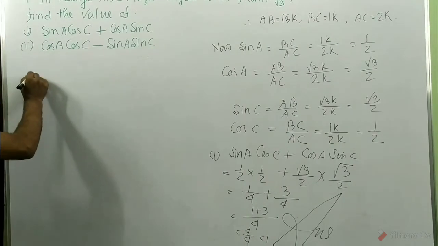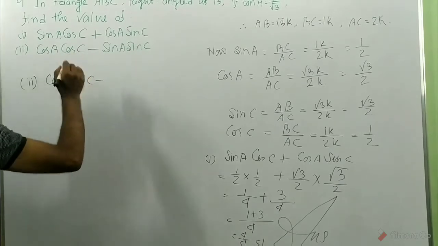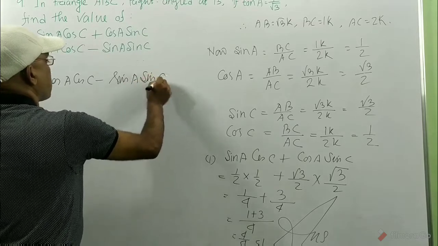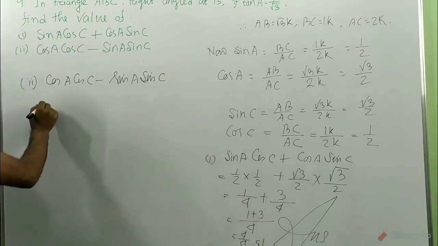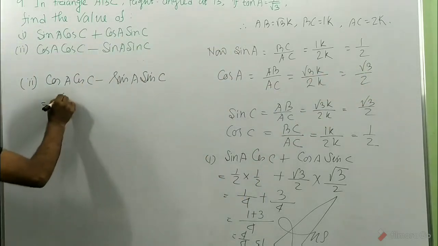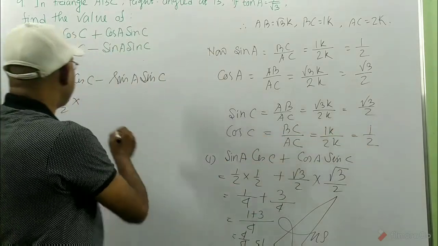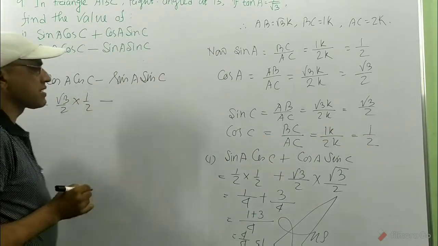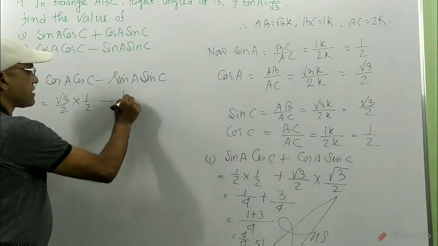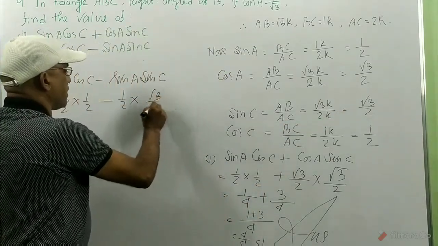So next we consider number 2: cos A cos C minus sin A sin C. Putting the value of cos A, which is root 3 by 2, cos C is 1 by 2, minus sin A, which is 1 by 2, and sin C, which is root 3 by 2.